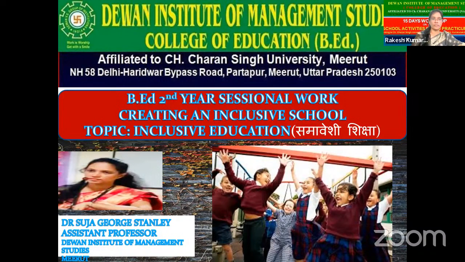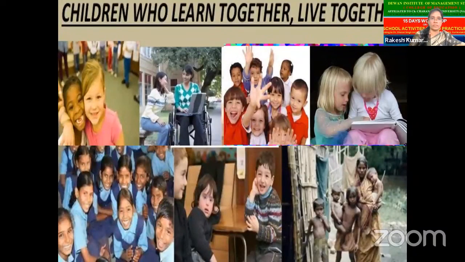So this is your second year. Today I'm going to discuss the E-301 assignment, inclusive education, which is prescribed by CCS University, Meerut. This picture clearly depicts that the children who learn together live together.